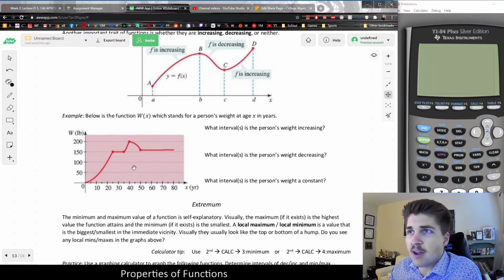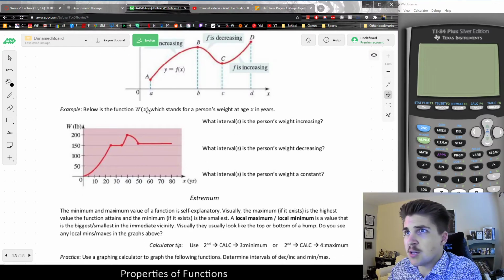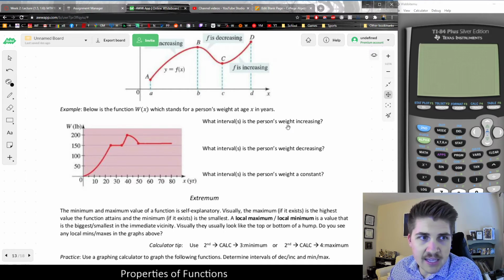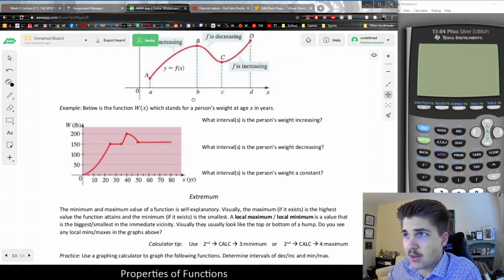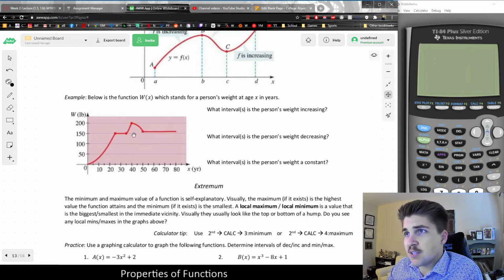But let's say this graph below, function W of x, stands for a person's weight, let's just say in pounds, at a particular time in their life, where x is in years. And then we're asked what intervals the person's weight is increasing versus decreasing. And obviously your weight can be constant as well. It doesn't necessarily have to be going up or down. But in this particular function, when they're born, it looks like they're 0 pounds, which doesn't exactly make sense, but we'll ignore that.